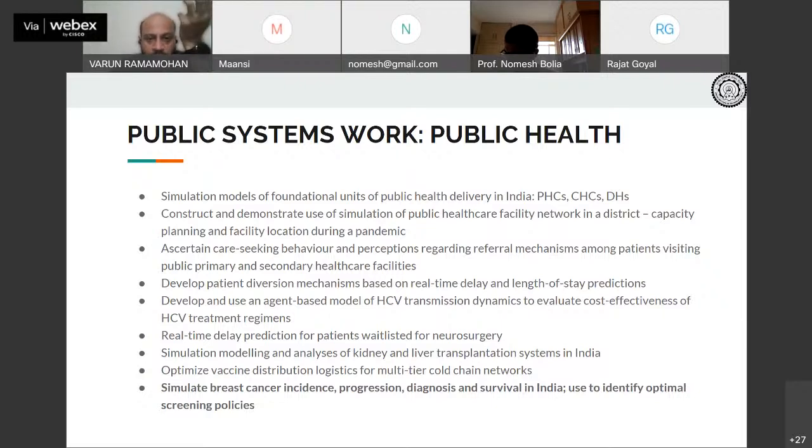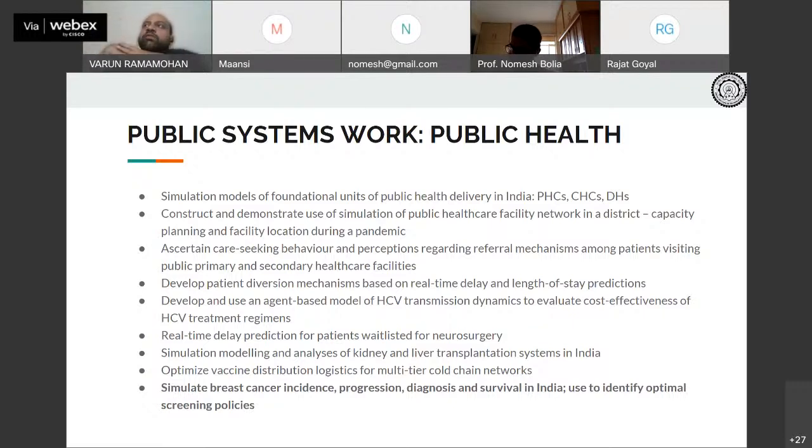We have been developing simulation models of these PHCs, and we've been looking at what happens if they actually functioned at their full capacity. Even though only 30% of India actually seeks care at public healthcare facilities, what we wanted to see is what happens if 50% of people seek care at public health facilities? What happens if 60%, 70% seek care at public health facilities? Operationally, how will the PHCs, CHCs, etc. cope with that sort of patient flow? That is something that we've explored through our simulation models.